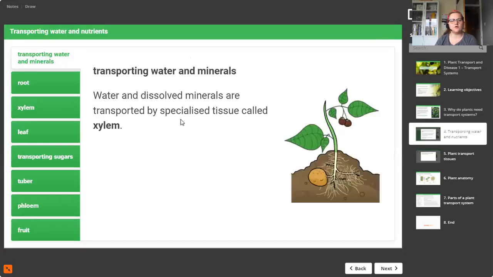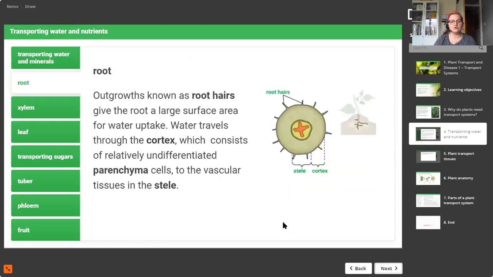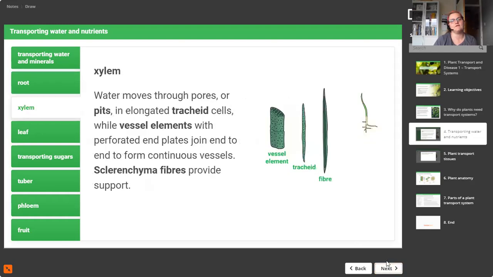Water and dissolved minerals are transported by the xylem. The root outgrowths are called root hairs, and they give the root a large surface area. Water is able to travel up the root's cortex, which consists of relatively undifferentiated parenchyma cells, into the vascular tissue in the stele. Then we have xylem.